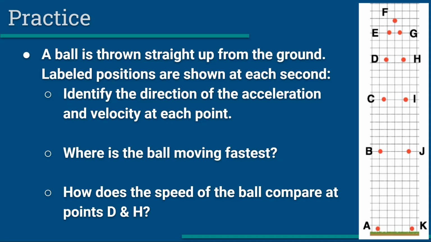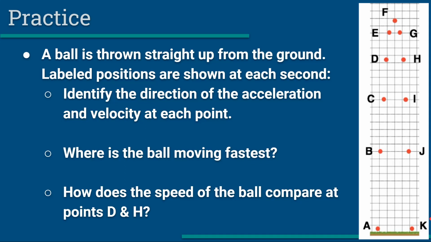The next question says, where is the ball moving fastest? And that's going to be the point where it has just been launched. That's A, it's just off the ground. It was just launched upward, or thrown, or whatever. And at point K, when it returns to the same height, it will be moving the same speed. It will be moving the opposite direction, but the speed will be the same. So the answer to that second question would be point A and point K.